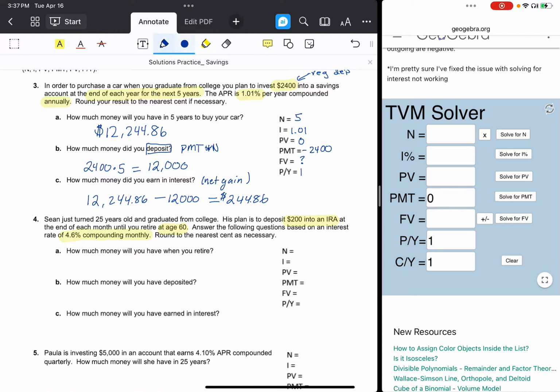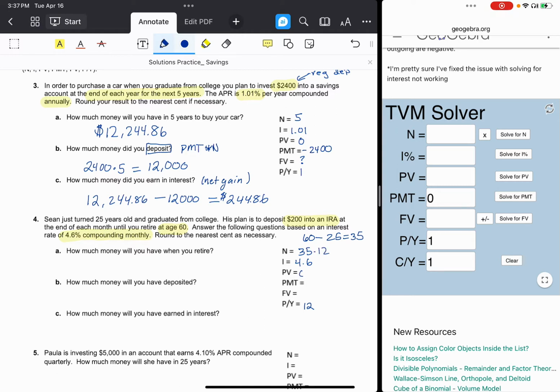All right, so we have an interest rate of 4.6 and we are compounding slash paying monthly, so 12 payments per year. Now, I do need to know how many years this is for. So we are going to have to do a little bit of math. Not too challenging. He's going to retire at age 60 and he's currently 25, and so that would be for 35 years. So when I go into N, I'm going to type 35 times 12.